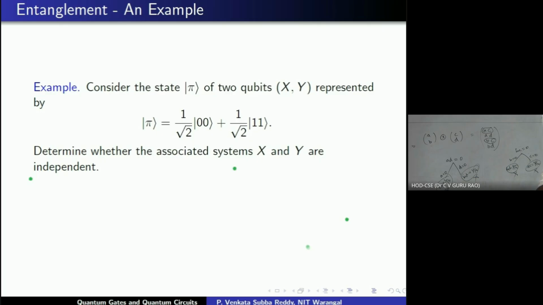Now, formally, superposition means linear combination. Entanglement means it is not a product, tensor product state. Like this, not only this, 1 by root 2 ket 0,0 minus 1 by root 2 ket 1,1. This is also, okay?